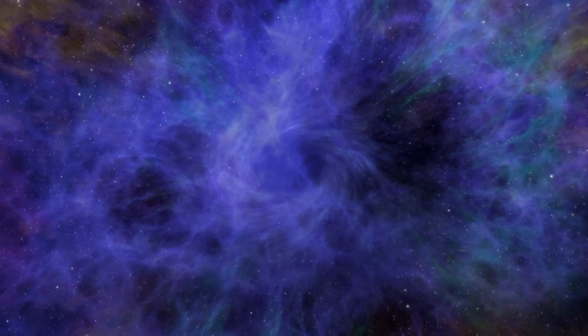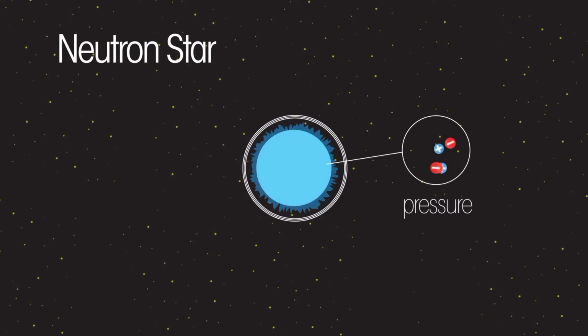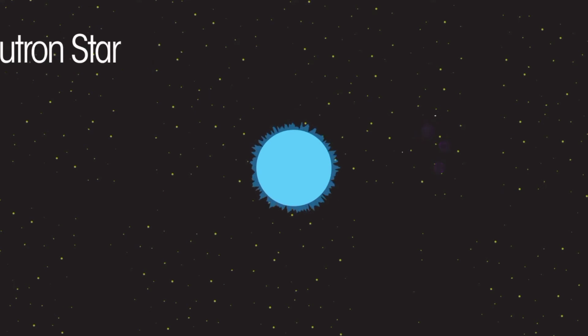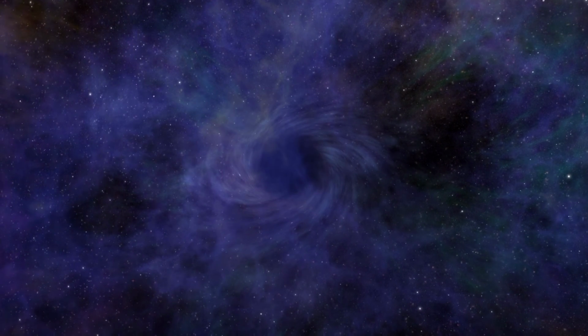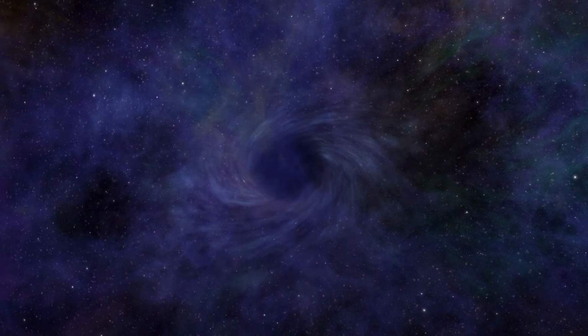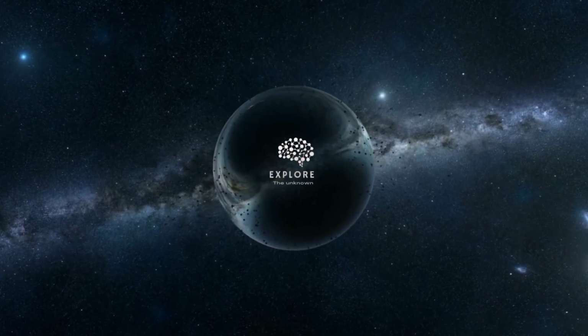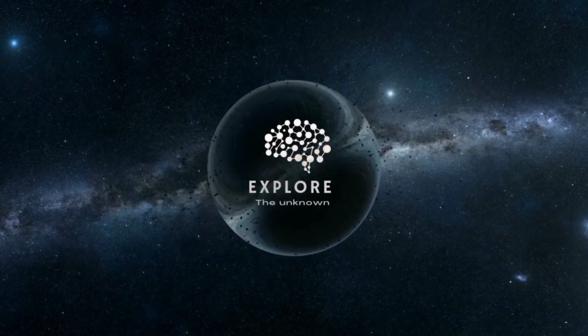Sometimes, the core survives the supernova explosion. If the surviving core is between about 1.5 and 3 solar masses, it contracts to become a tiny, dense neutron star. If the core is greater than 3 solar masses, it contracts to become a black hole. Let's explore the neutron stars and the black hole in the next video.